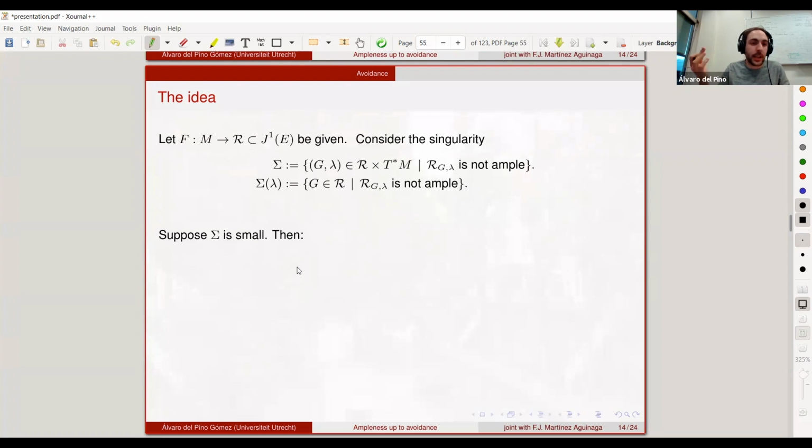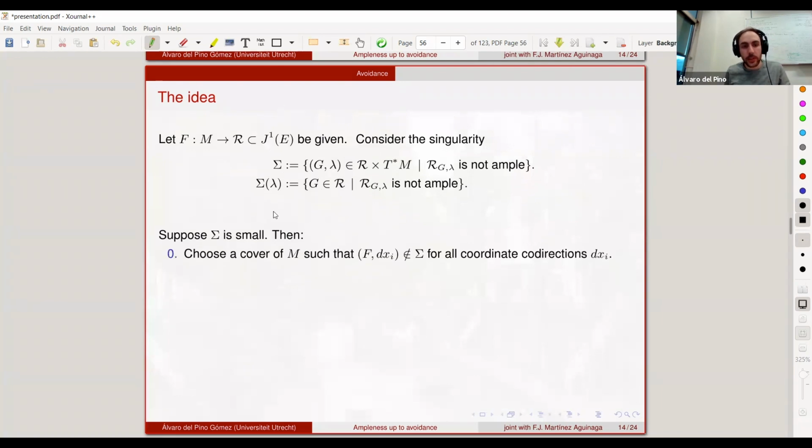And now this is where the ampleness up to avoidance comes. You need to assume that this is not too bad. I will be precise about this later on. But if sigma is small, whatever this means, then, okay.